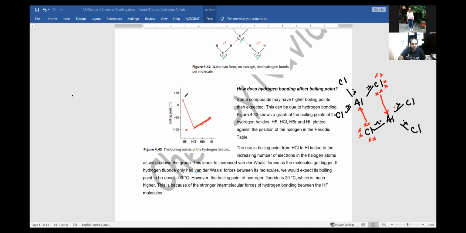But abnormally, hydrogen fluoride is higher. Why? Because of strong hydrogen bonds. Because of hydrogen bonding.